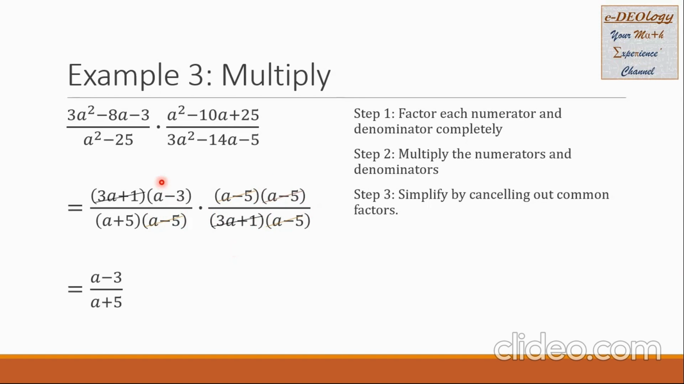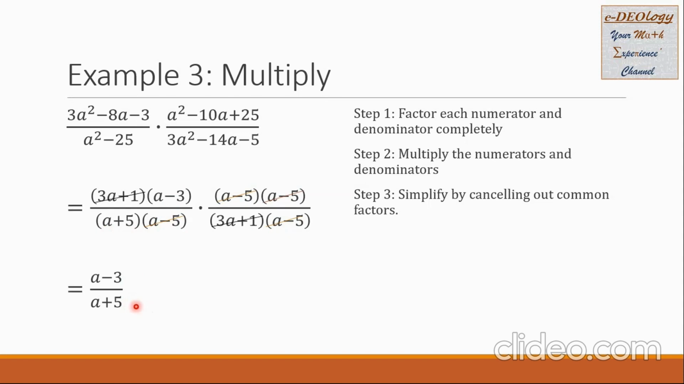So in here is the a minus 3. We copy down here. We can remove the grouping symbol. And in the denominator, the remaining factor is the a plus 5 only. So we will just copy that. Also, we can remove the grouping symbol.